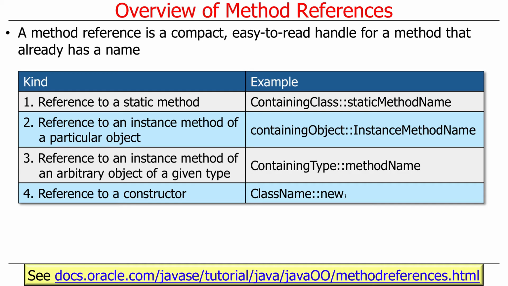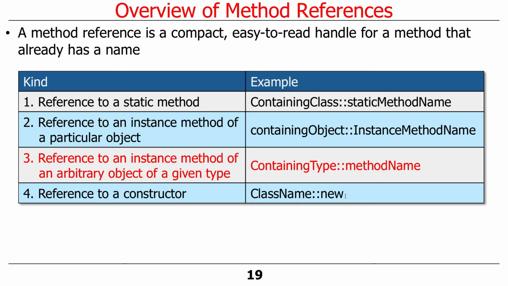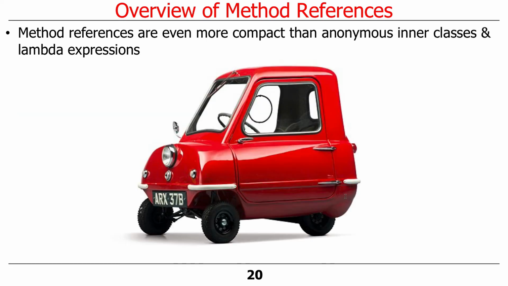I'm going to give you an example here of a reference to an instance method of an arbitrary object of a given type. In this particular case, we don't care which object it is. The object will be inferred from the context, but it has to be of a particular type. So if lambda expressions are compact, what are method references? Well, they're even more compact.